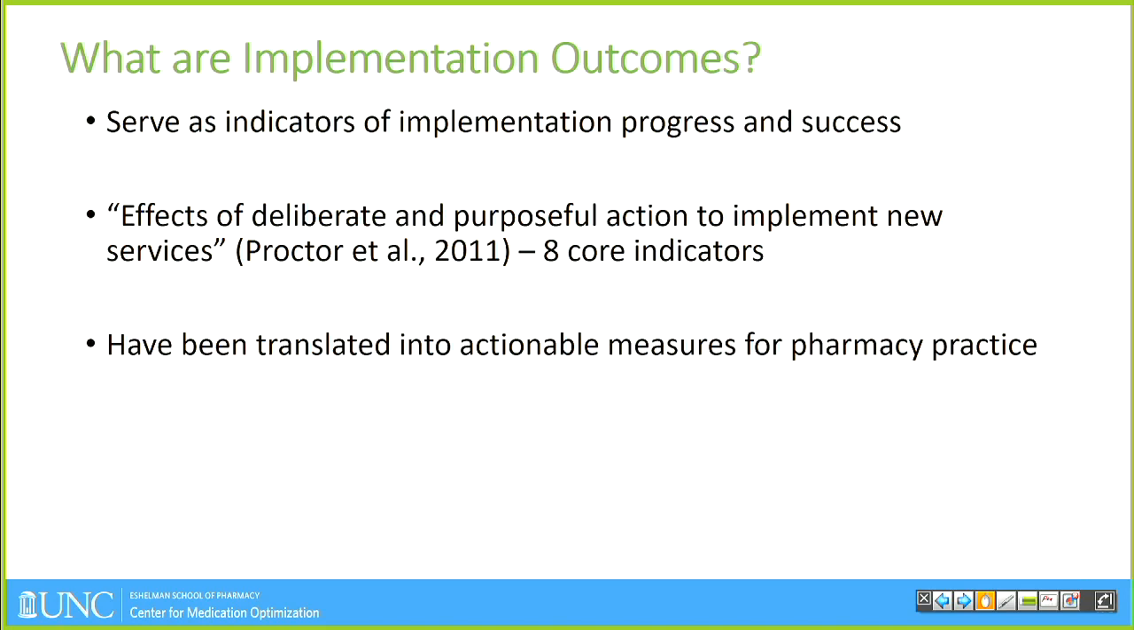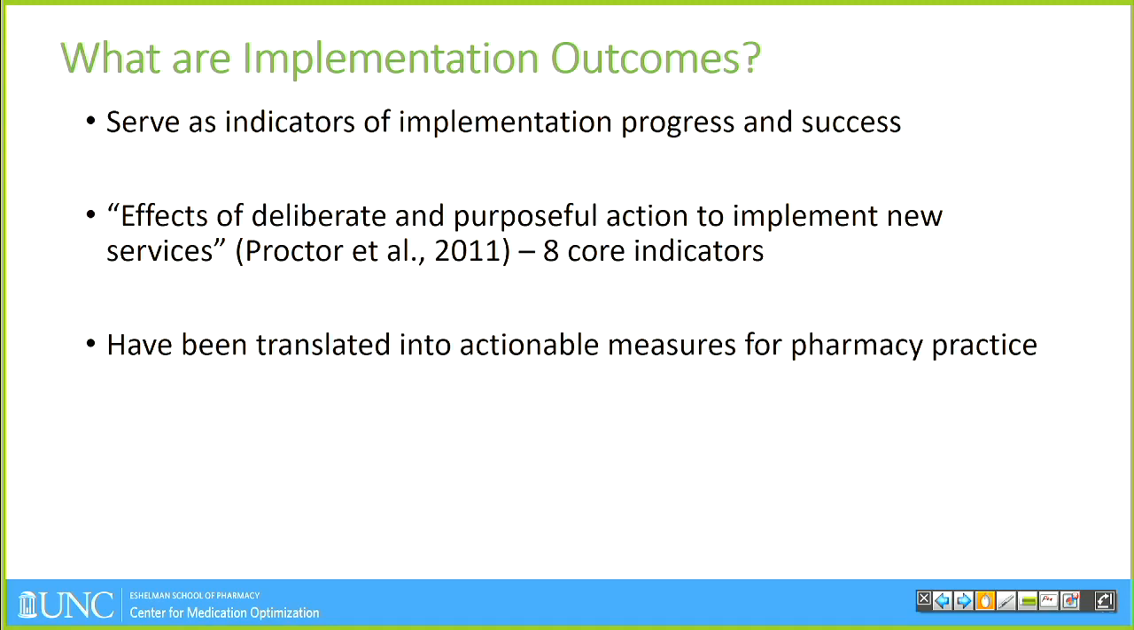And then within those, I've been talking a lot about the implementation outcomes, and we saw it within that black box of implementation. But really, they're the indicators of implementation progress and success. And there are 8 core indicators that have been identified in the literature. And we have translated these as a survey for pharmacy practice. So it says, like, this service in a very pharmacy-specific language.